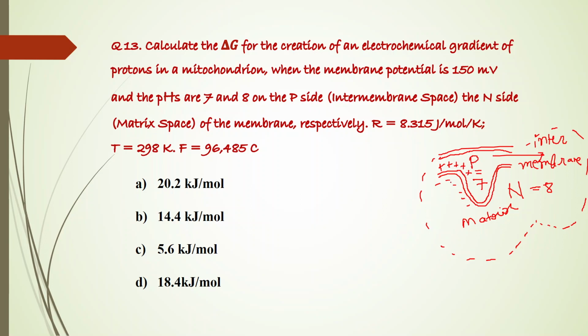So this difference in charge leads to a membrane potential. This membrane potential is 150 millivolt. Now you have to calculate the delta G. Please try it out by yourself, and then obviously I will show you the solution.